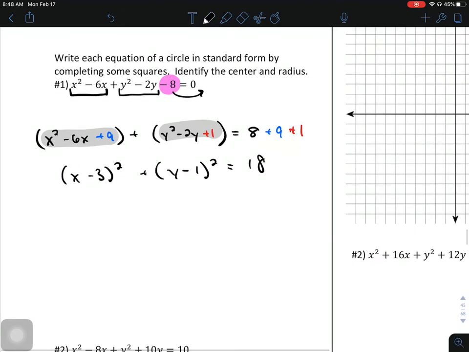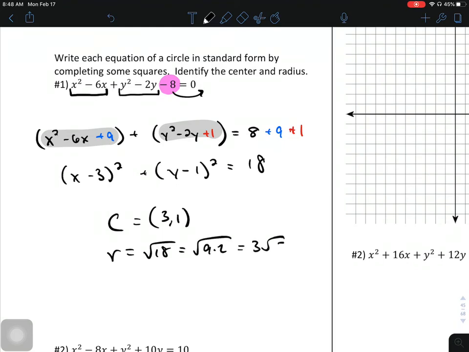This is now in the standard equation of a circle. The center is whatever you're subtracting from x, followed by whatever you're subtracting from y. So the center is 3, 1. And the radius is the square root of the constant. Square root of 18 is the same as the square root of 9 times 2, which is 3 square roots of 2.